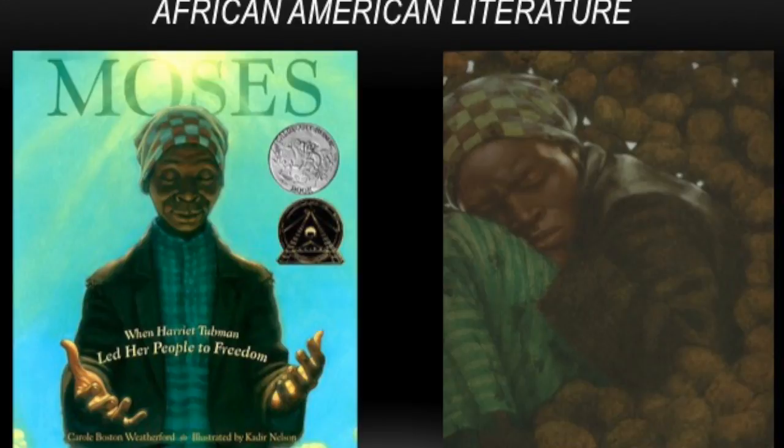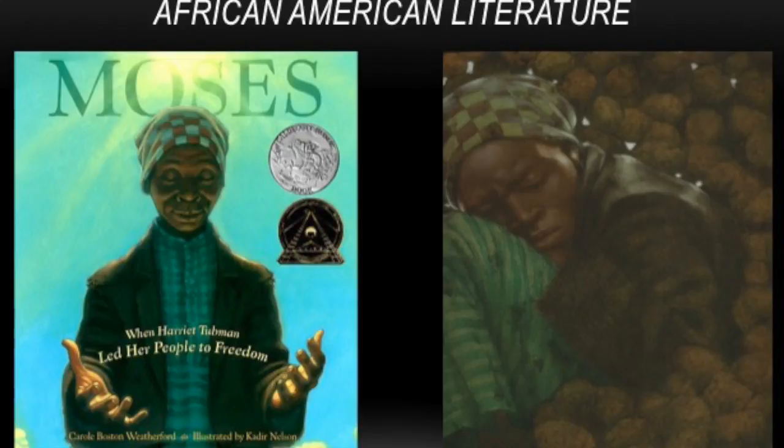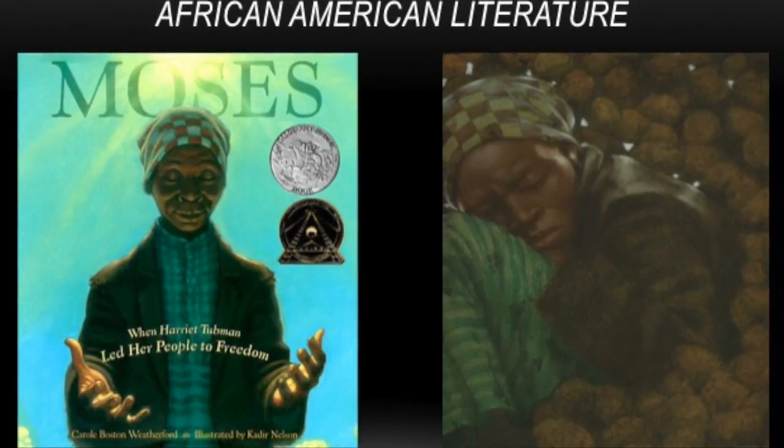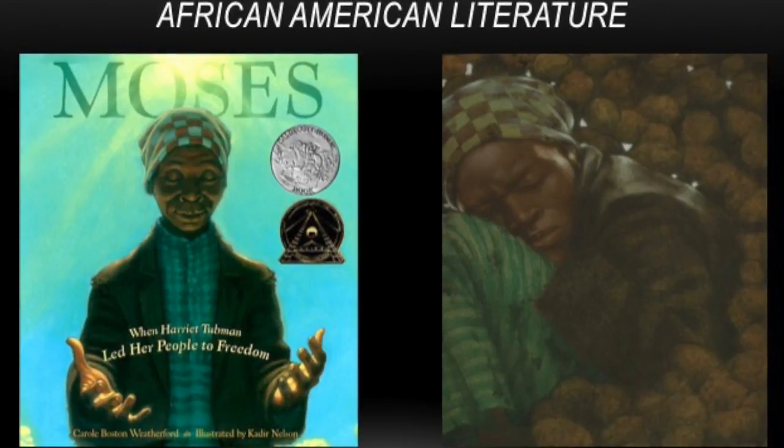In week 5, I jumped into multicultural literature. I chose the story Moses, When Harriet Tubman Led Her People to Freedom, by Carole Boston Weatherford and illustrated by Kadir Nelson, because it had won the Coretta Scott King Award for excellence in contributing to the African American experience in a positive way, as well as the fact that this story ties Harriet Tubman to the biblical Moses. I realized that the comparison between these giants of history would make for a great discussion.